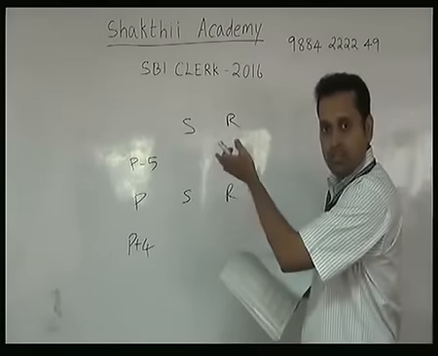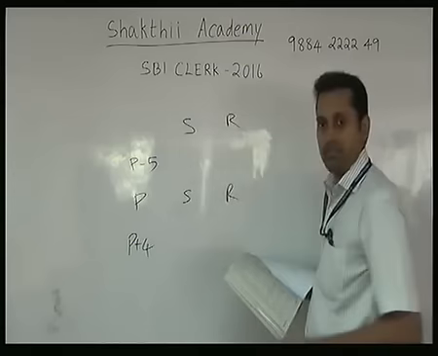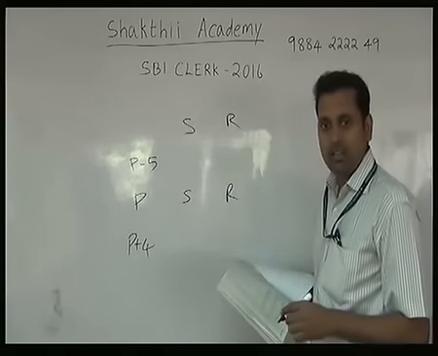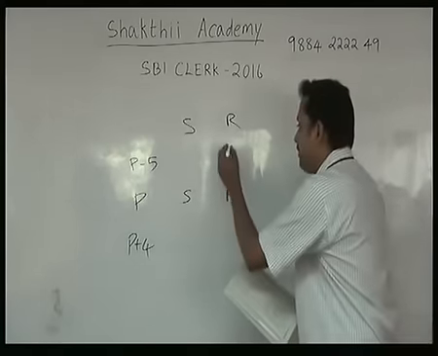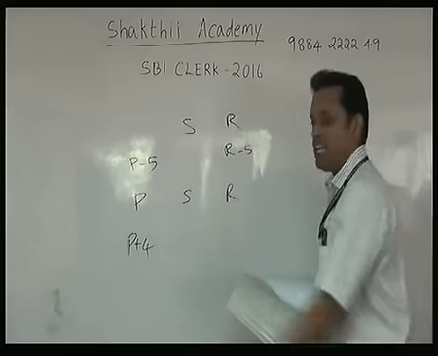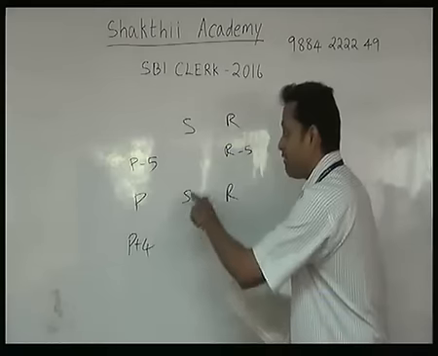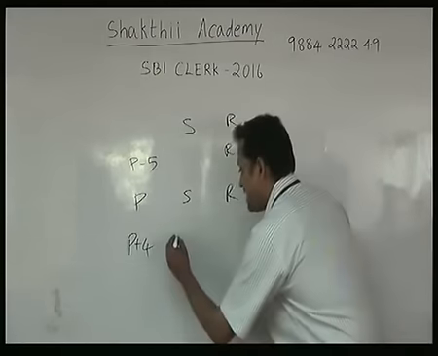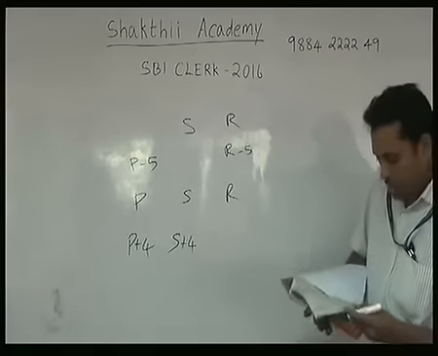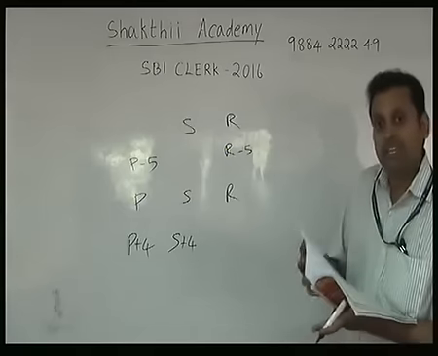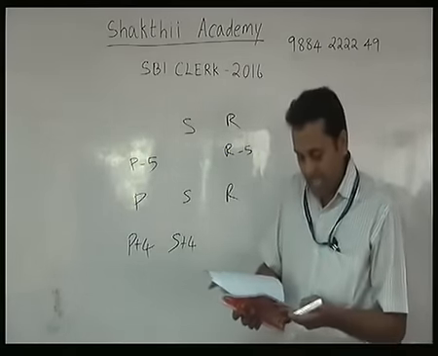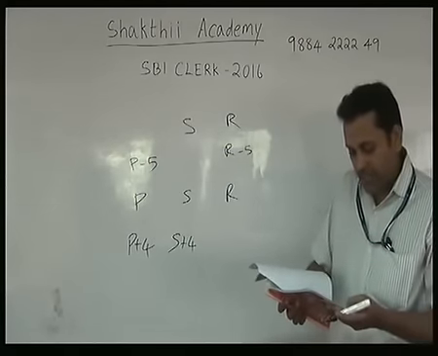Before 5 years, what is Radhika's age? R minus 5, or not? Are you clear or not clear? Before 5 years, Radhika's age will be R minus 5. After 4 years, what is Sonal's age? Yes, S plus 4. Correct or not? Just fill up the values so that you will understand. It is given: Sonal's age 4 years hence will be equal to Radhika's age 5 years ago.